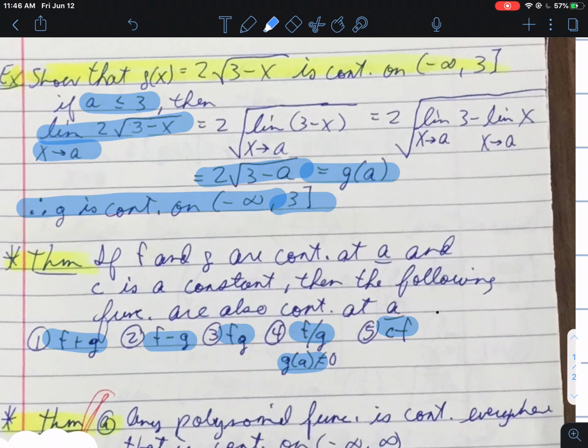So in other words, if I have a function f and a function g that are both continuous at some value, then their sum is also continuous there, their difference, their product, their quotient, and any constant multiple of either of those functions would also be continuous at that point. Okay.